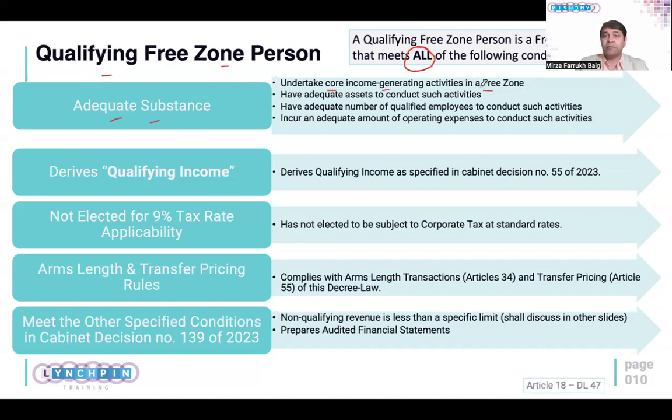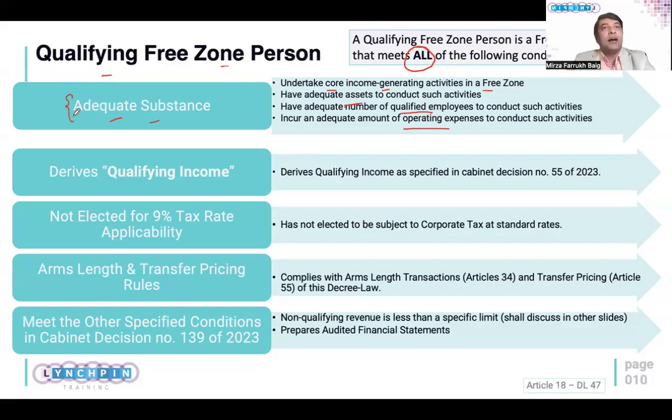the free zone. For example, if I'm a factory, then I should be having a proper plant and machinery inside the zone. I should be having sufficient, adequate assets to conduct the operations. I should be hiring qualified employees sufficient to match my operations and a sufficient level of operating expenses. So I should be a proper business inside the zone.